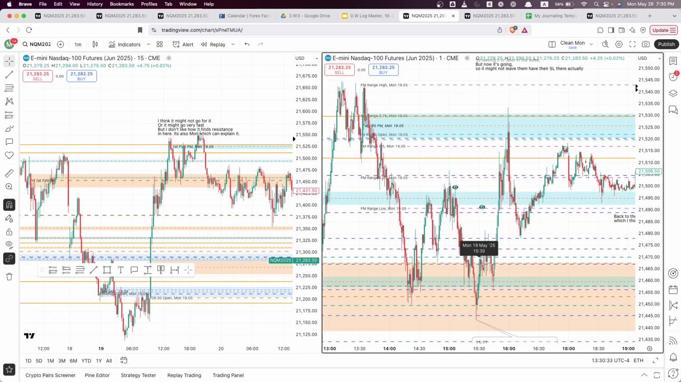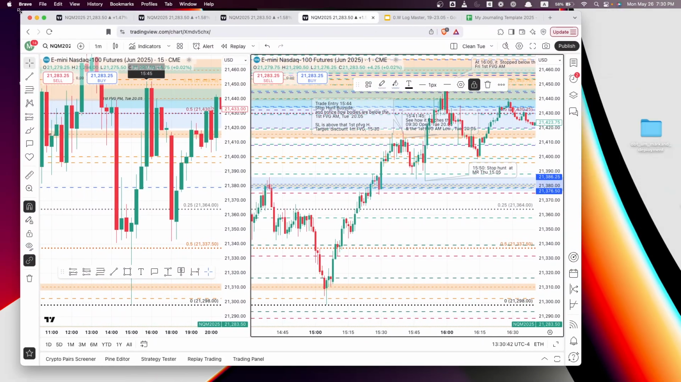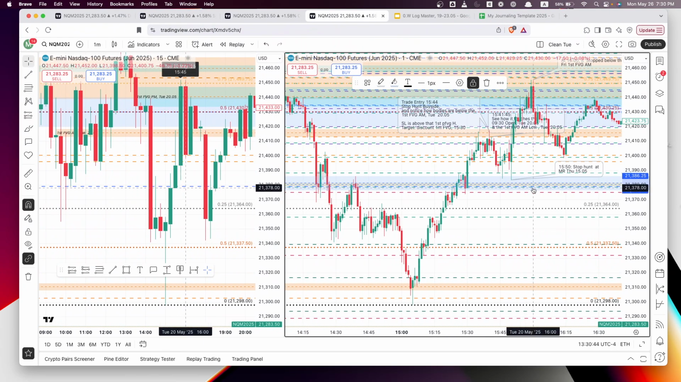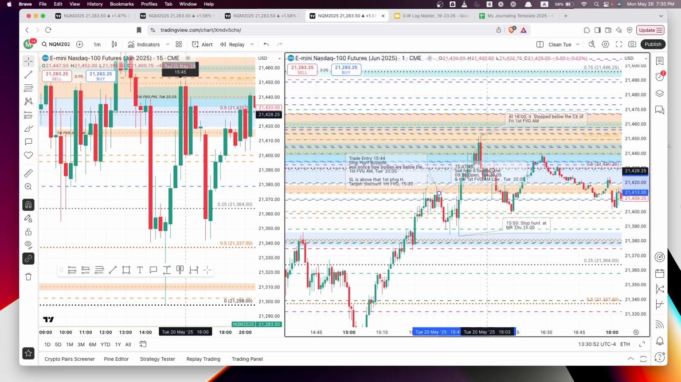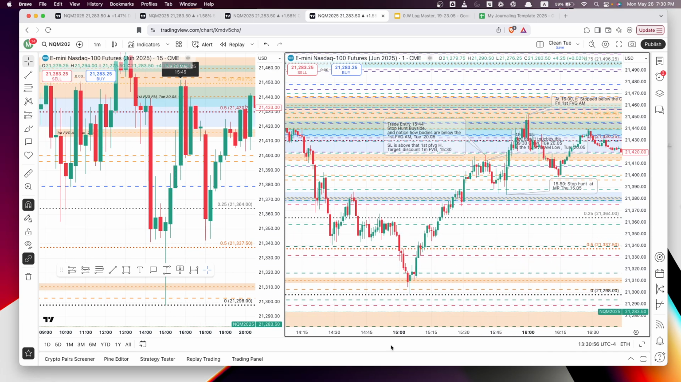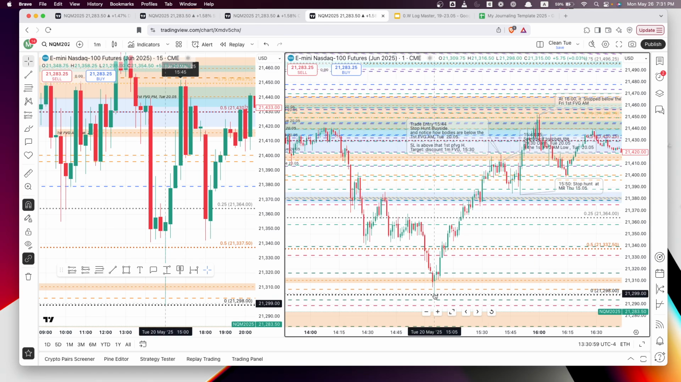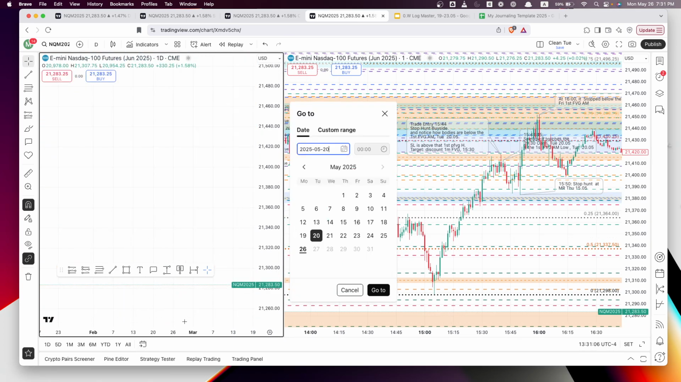So let's go forward and look at Tuesday. I'm just going to drag these templates over here. So here was a little trade I noticed after 15:30. So price at 15:00, it comes here, it takes the previous day low.